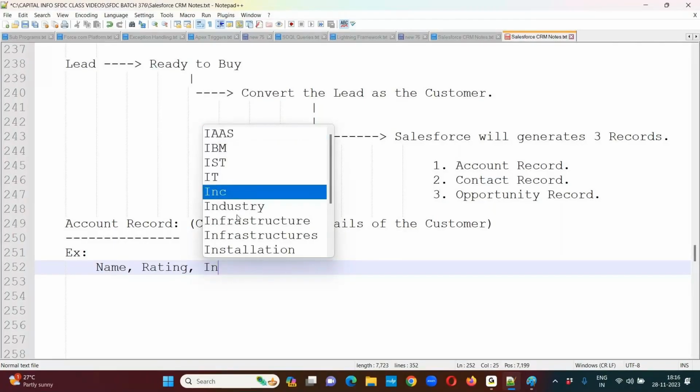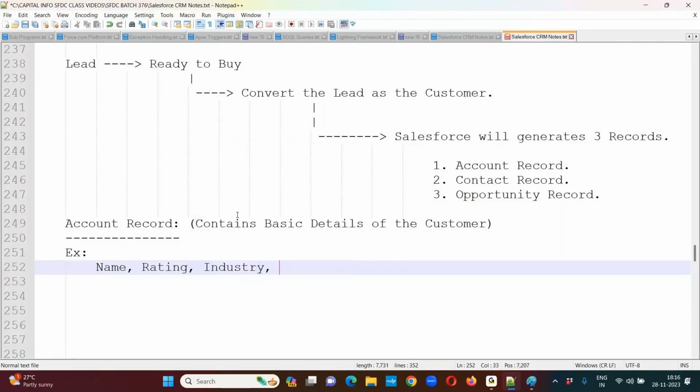Now, the industry name of the customer, to which industry the customer is associated. Whether the customer is working in a banking industry, finance industry, insurance company, manufacturing company, or chemical company, or what? In which company he is working. To indicate that, we use industry. Annual revenue, that means what is the annual revenue of this customer. Next, the type of the customer. We can capture the type of the customer.